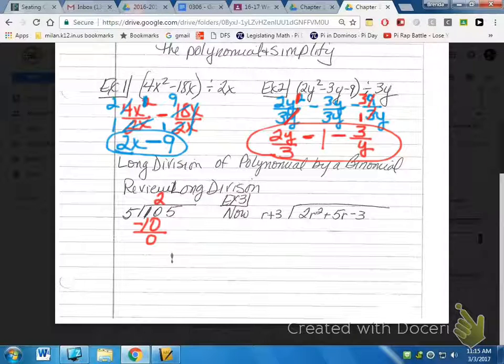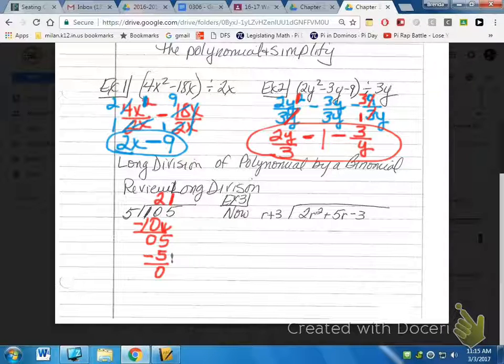Now what do I do? Bring down the 5. Then you bring down the next part, the 5, and you ask yourself, how many times does 5 go into 5? 1, so you put that directly above the 5. You multiply. 5 times 1 is 5. You write it down here. You subtract, and you hope you get a 0.